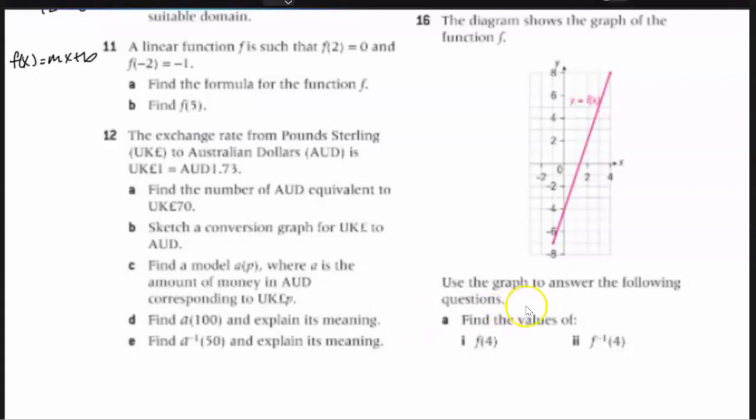We have a set of points here. We have 2, 0, and negative 2, negative 1. So we can find my slope, which is negative 1 minus 0 over negative 2 minus 2. And in this case, we get negative 1 over negative 4. My slope is 1 over 4.